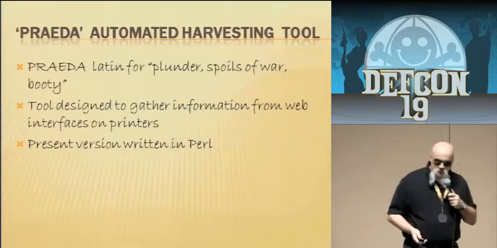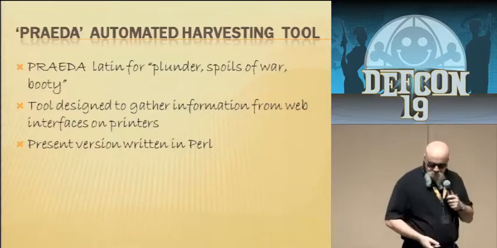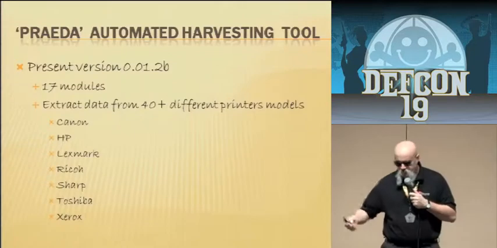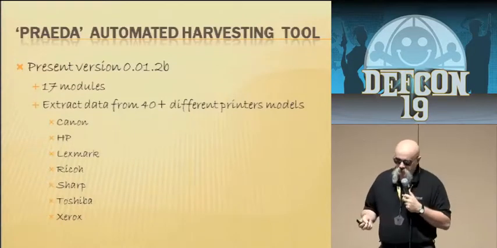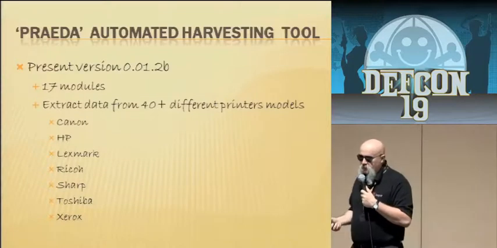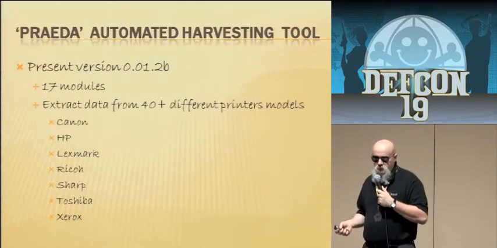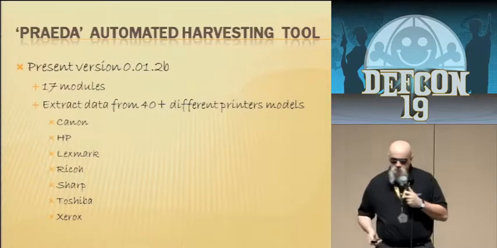The present version is written in Perl, version 1.2 beta. We have 17 modules so far, extracting data from 40+ different printer models: Canon, HP, Lexmark, Ricoh, Sharp, Toshiba, and Xerox printers.